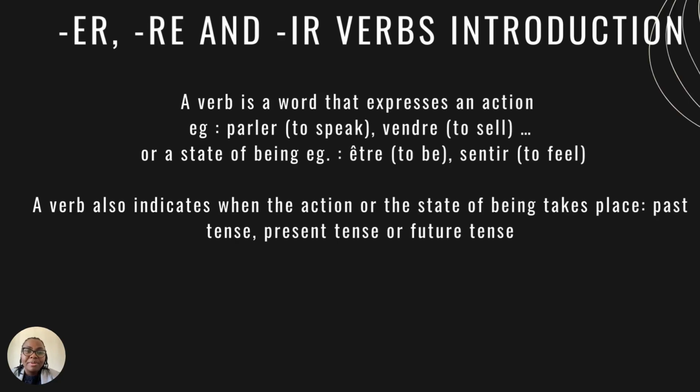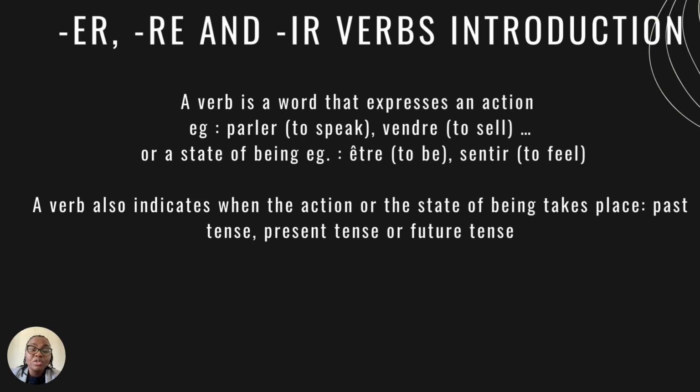A verb, if you have seen in the earlier lesson on conjugation, is a word that expresses an action. That could be to speak or to sell. In French, to speak would be parler and to sell would be vendre. It can also be a state of being, like to be or to feel. To be, in French, is être. And to feel is sentir.